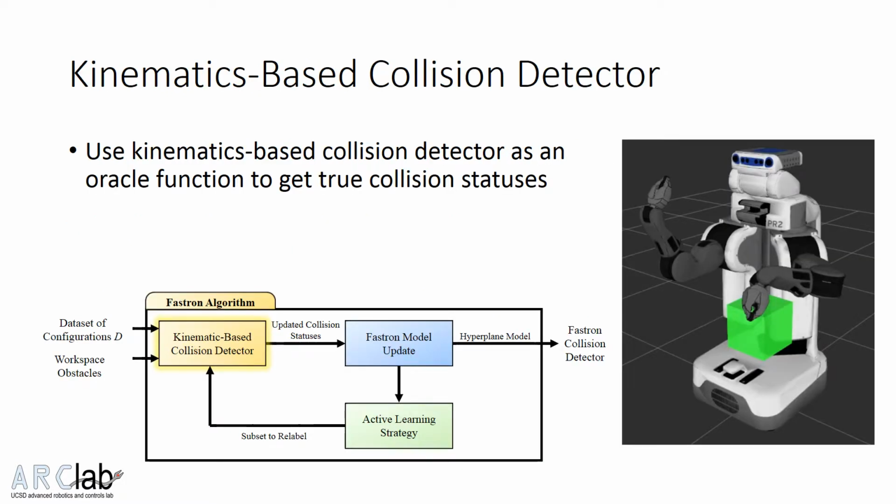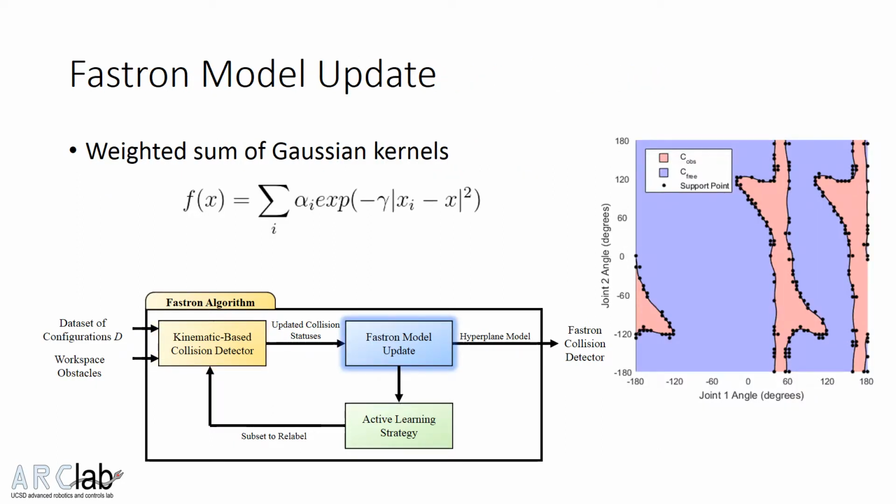Given the dataset of sampled configurations, the Fastron uses a kinematics-based collision detector as an oracle function to generate the true collision status labels, either in collision or collision-free. The dataset of sampled configurations, along with the updated collision status labels, are used to update the model representing the C-space obstacle boundary. The model is a weighted sum of Gaussians where the sign indicates the predicted collision status.